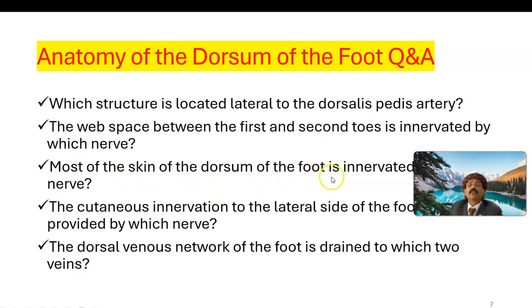Most of the skin of the dorsum of the foot is innervated by which nerve? By the superficial fibular nerve. Cutaneous innervation to the lateral side of the foot is provided by which nerve? That is done by the sural nerve. The dorsal venous network of the foot is drained to which two veins? The great saphenous vein from the medial part, the small saphenous vein from the lateral part.